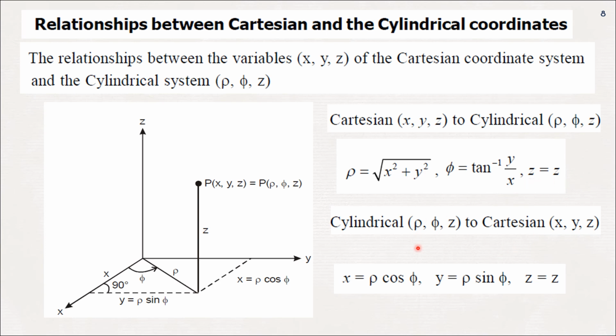Now the reverse. When I look into this set of equations, what is the inference I get? Given x, y, z, how will I find rho, phi, z? Right. The reverse: given rho, phi, z, how will I find x, y, z? What is x here? Very clearly from the diagram, x is nothing but rho cos phi. And what is y? Y is nothing but rho sin phi. And what is z? Z is equal to z.